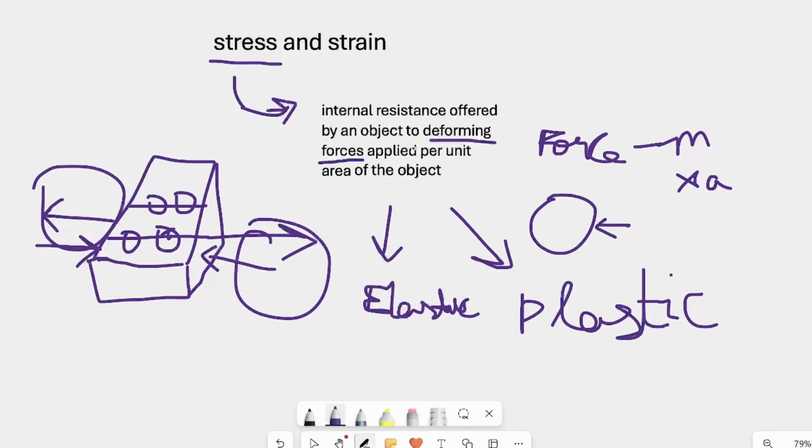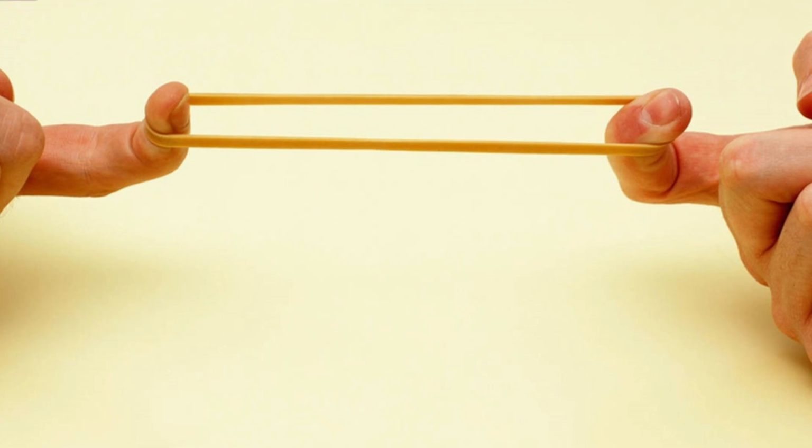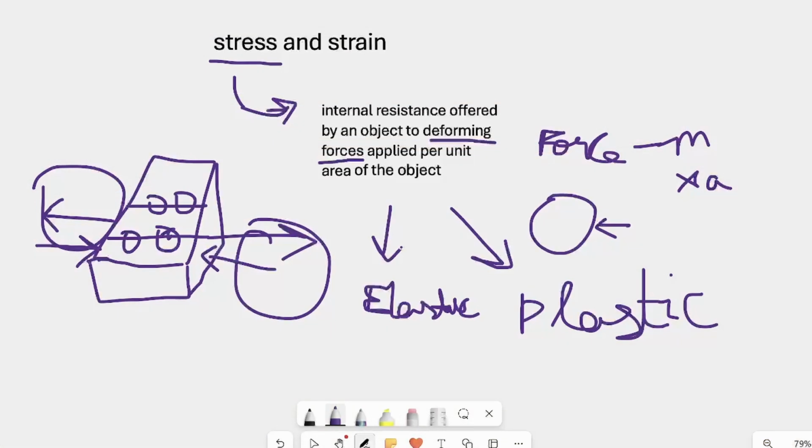Okay, so when you're applying these deforming forces, suppose you've taken a rubber band and you pull it, and you release those forces, it will come back to its original position. That tells you that the object is elastic, having elastic properties. And the opposite of elastic is plastic. So when you apply forces on an object and it doesn't come back to its original position, you can say it is a plastic body, or you can just say some plastic deformation has taken place to the object.